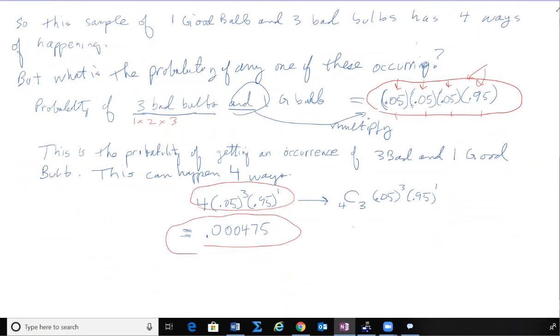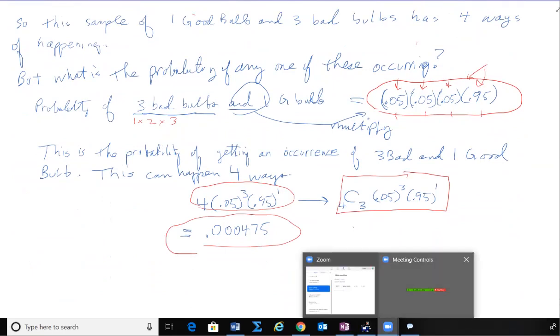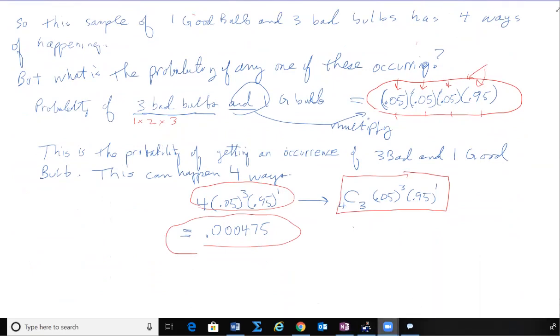Okay. Now in general, we could use this notation. Okay, and we'll talk about that in a minute. Okay, so here's my probability. So back to that original question.